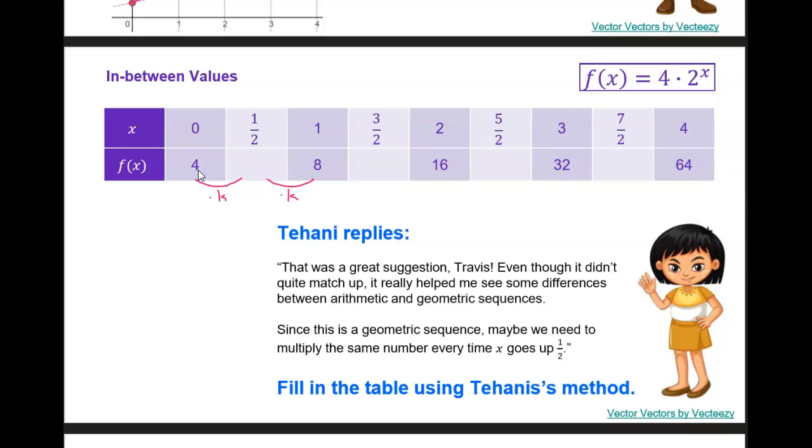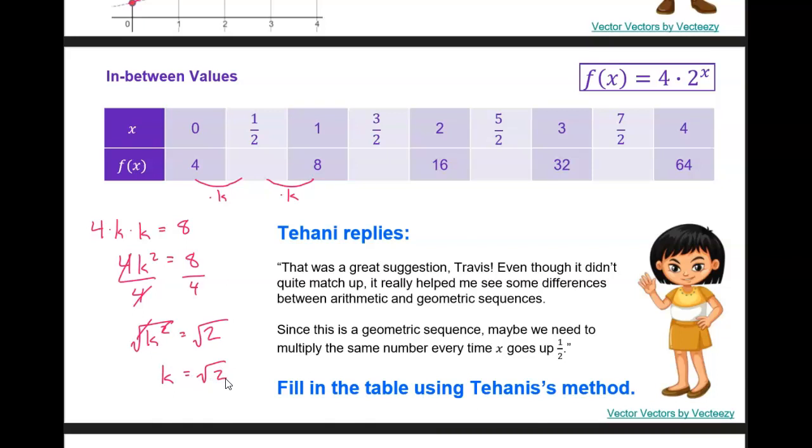We take 4, multiply by k twice, and then we get 8. So 4 times k times k is 8. K times k is k squared, so 4k squared equals 8. We'll divide both sides by 4 to get k squared by itself. We get k squared equals 2. And now to get rid of that square, we're going to square root both sides. And we get k equals square root of 2.